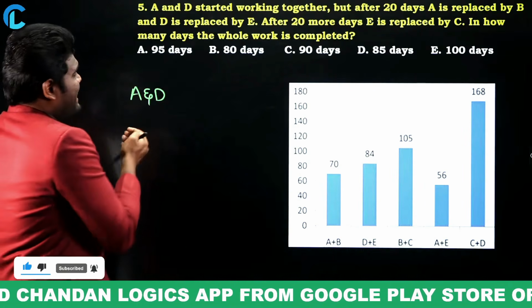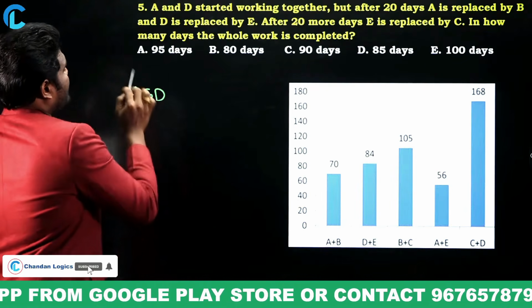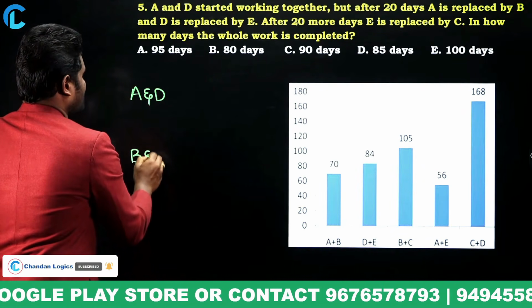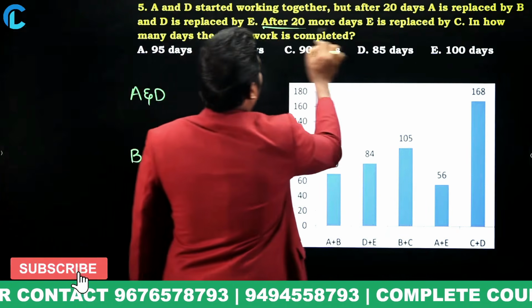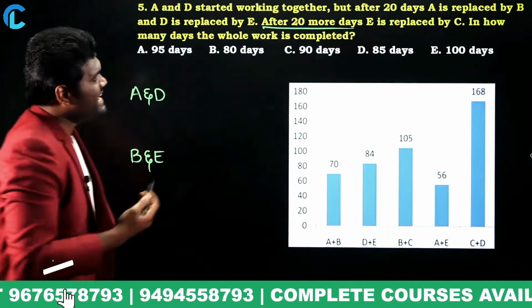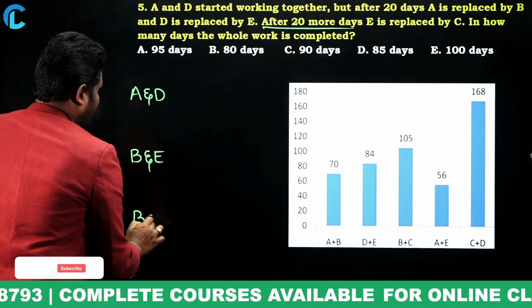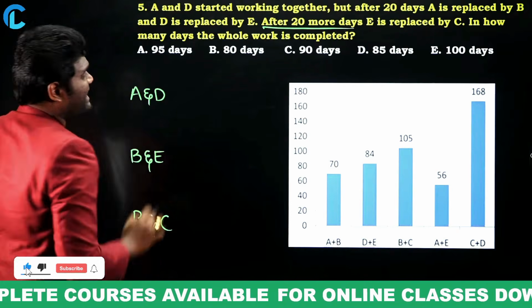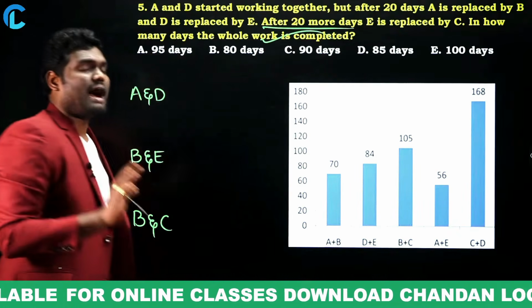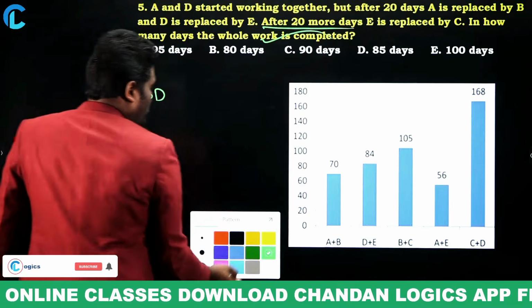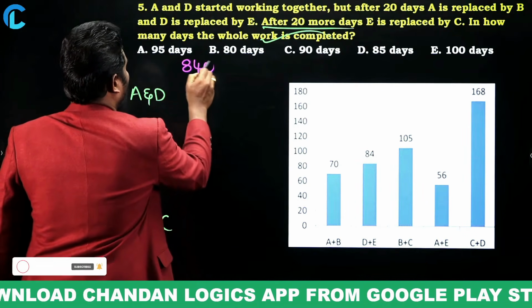After that, A is replaced by B, and D is replaced by E, which means next B and E are doing the work. After 20 more days, E is replaced by C. So B is there, B will not go, but in place of E, C is coming. So the question is saying the total work is going to be completed in how many days? Now observe carefully. We already know that the total work is going to be 840 units.